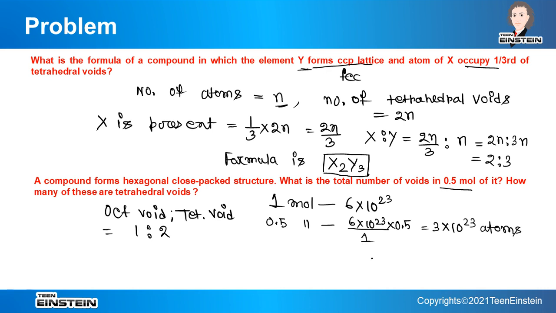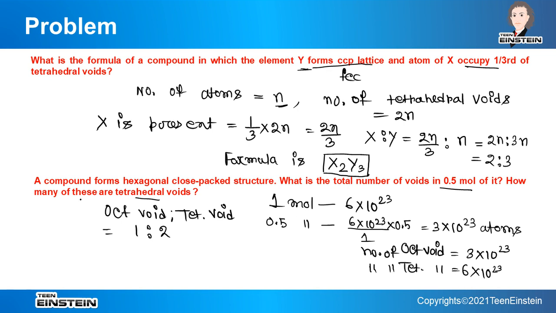Here the total number of atoms will always be equal to the octahedral voids. So the number of octahedral voids is also 3 into 10 to the power 23. And how many of these are tetrahedral voids? The number of tetrahedral voids will be double, so it will be 6 into 10 to the power 23. And here we have two questions.